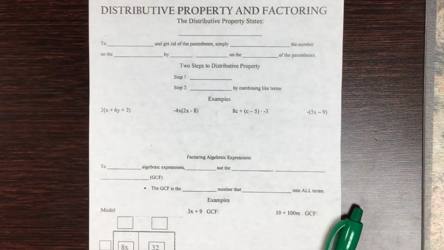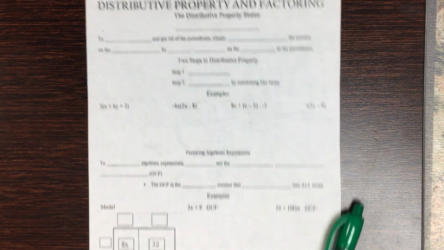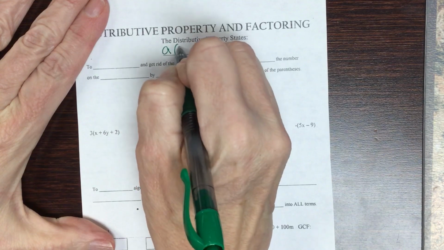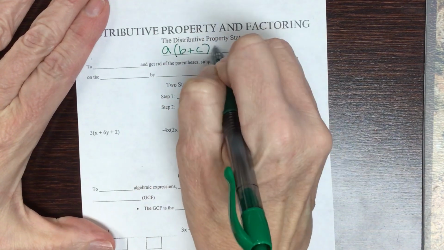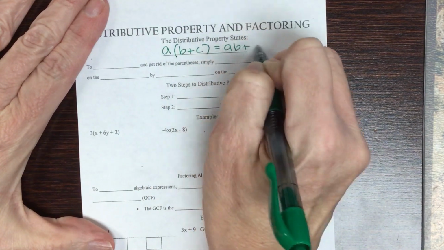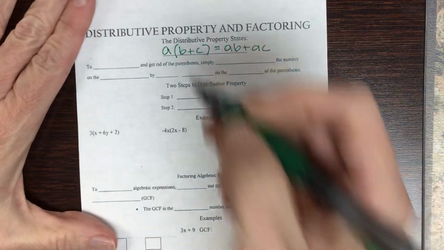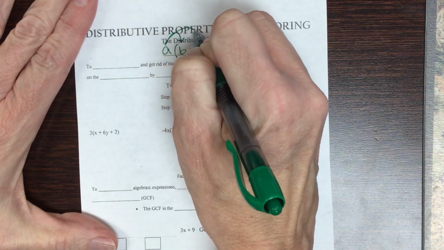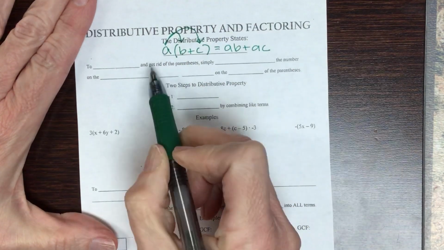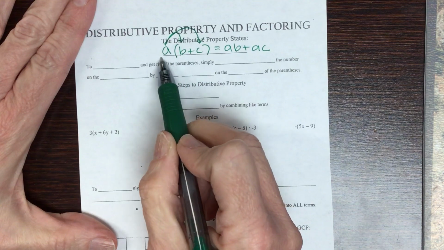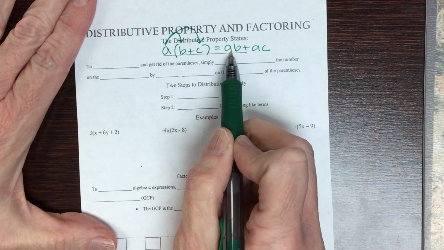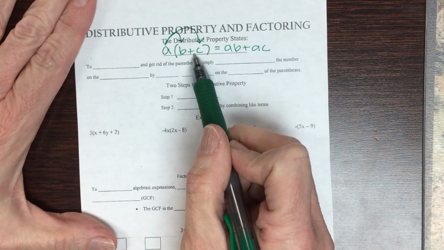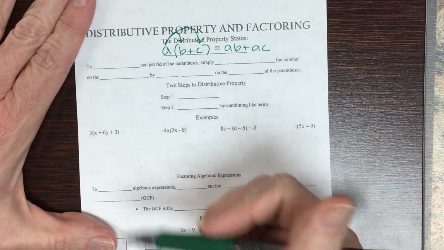All right, distributive property and factoring, okay? The distributive property states, if A times (B plus C) equals AB plus AC. And we find that out because what's on the outside of the parentheses, we multiply it by what's on the inside. So we multiply A times B and A times C. So we have AB plus AC. And those are positive because this is a positive here and this is a positive here.